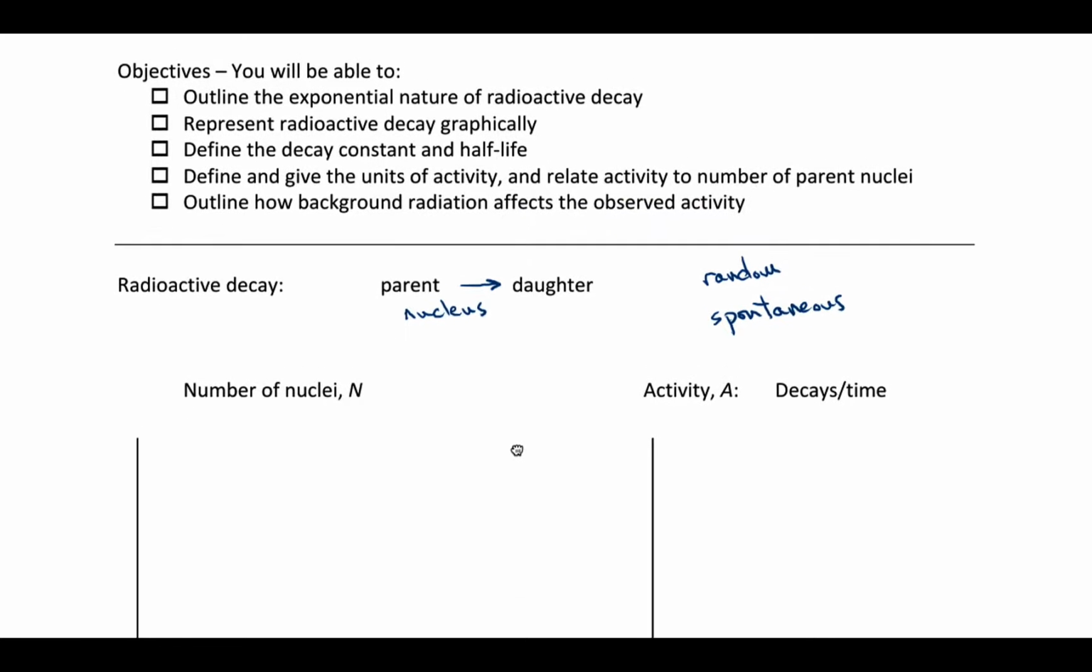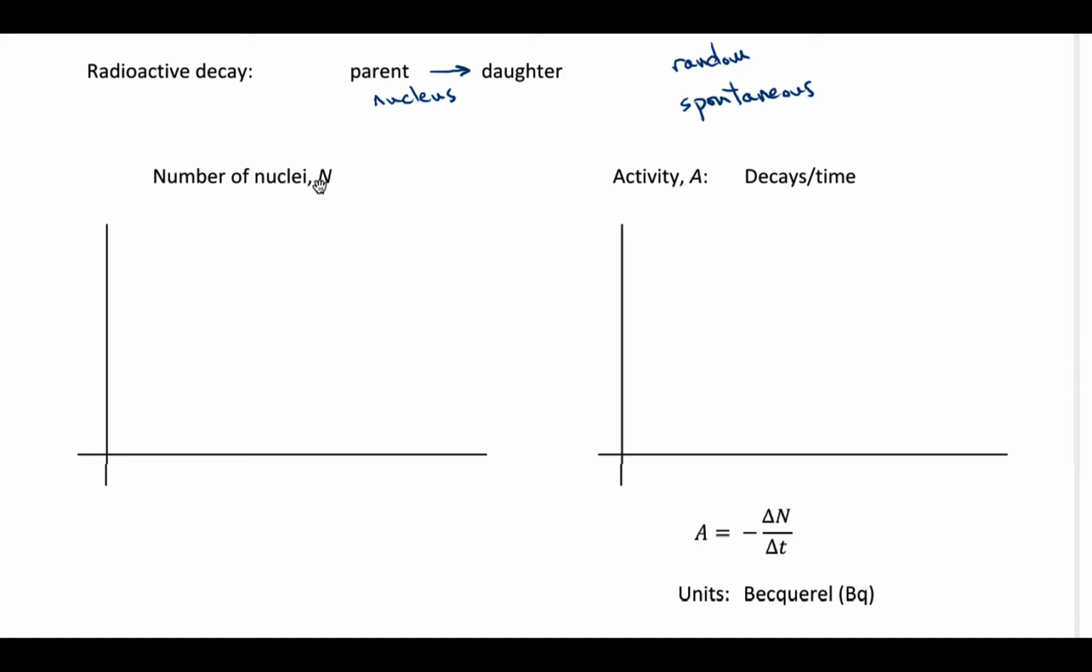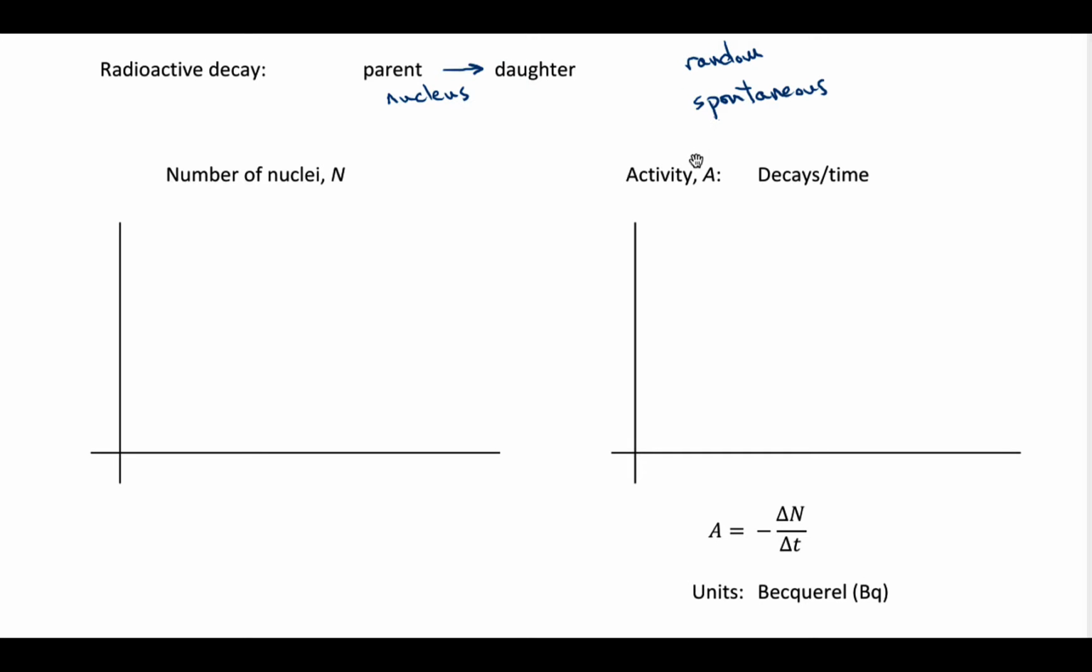So let's think about this a little further, and we're going to think about two things. We're going to think about the number of nuclei, or the number of dice, and we're going to think about what we'll call the activity, which is the decay rate, the number of decays per unit time, or if you want to think of it this way, the number of dice coming up as 1 per roll. And I'll define the activity a bit more mathematically in a moment.